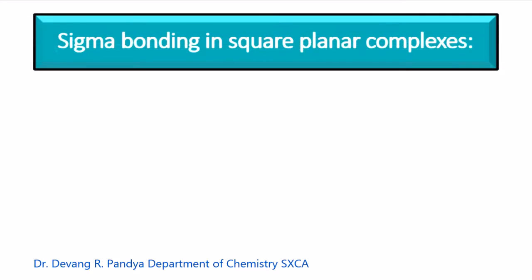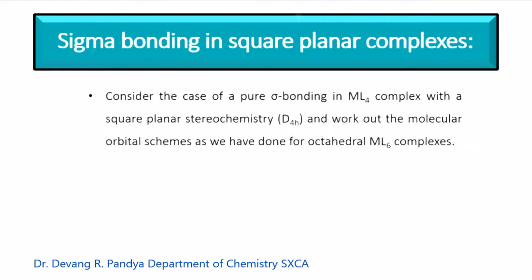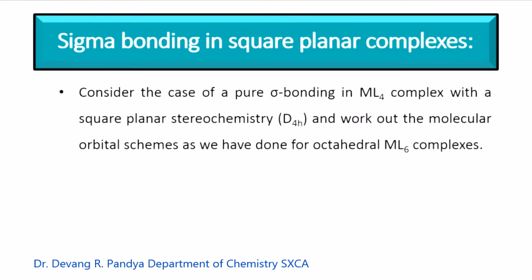Sigma bonding in square planar complexes. Consider the case of pure sigma bonding in an ML4 complex with a square planar stereochemistry, and this D4h is the point group. Work out the molecular orbital schemes as we have done for the octahedral ML6 complexes. I could give this as an assignment for self-learning, but instead I am going to explain the sigma bonding in square planar complexes as well.